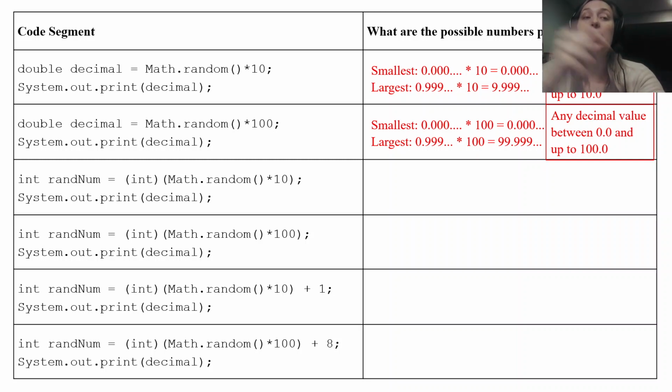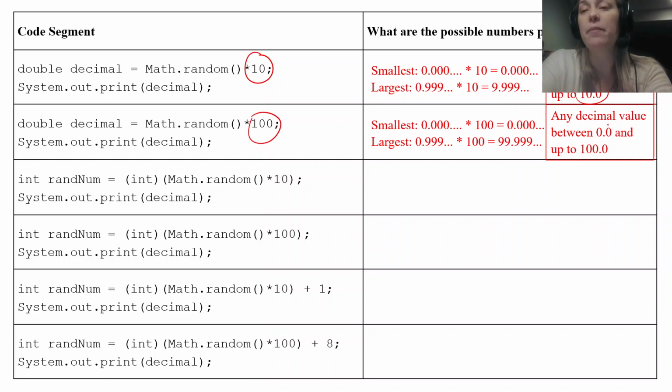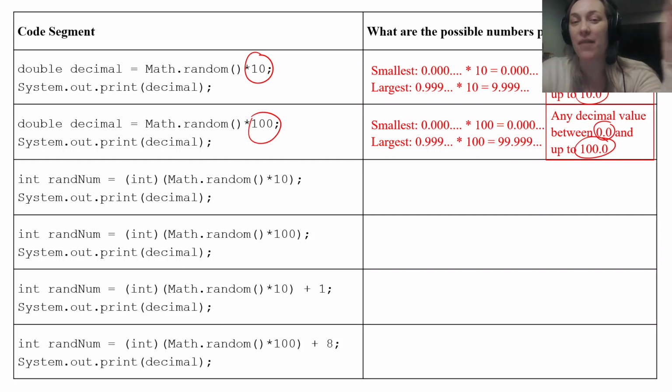So by multiplying, in those first two examples, by multiplying by 10 or by 100 or anything, you can get a range of values, right? So multiplying by 10 gave me a range between 0 and 10. Multiplying by 100 gave me a range between 0 and 100. So if I multiplied by 50, right, what would I get? I would get any decimal value between 0 and up to 50. Okay? So that's what that multiplier does. It gives you a range of values.